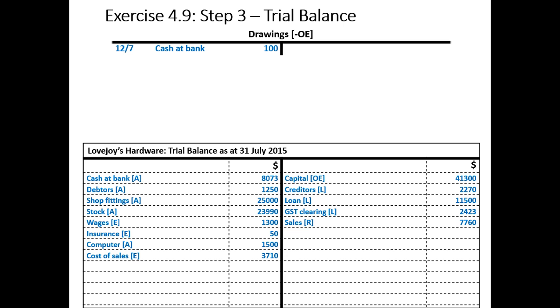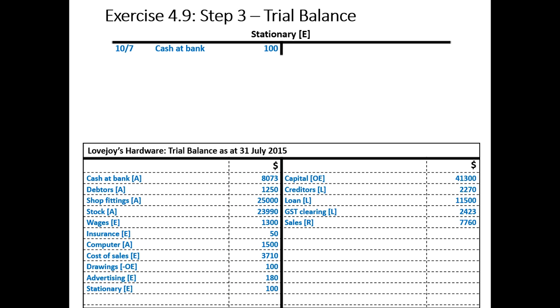And then we had drawings, which was a negative owner's equity, so it has its own rule. It's just going to be the opposite of capital, so that'll be a debit balance. And then we've got advertising expense, and then we've got stationery, which is an expense, and therefore had a debit balance. So what we'll do now is just go and add up all of our debits, to check that this thing does actually balance.